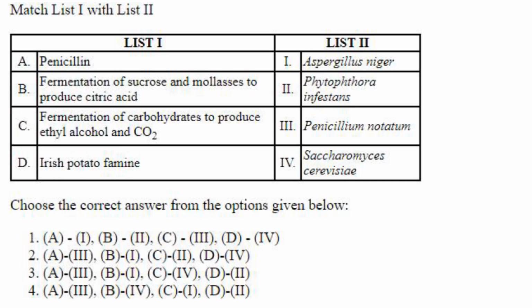Fermentation of carbohydrate to produce ethyl alcohol and carbon dioxide, that is your ethanol production, that is by Saccharomyces cerevisiae. So B4, that makes the answer option 3. Irish potato famine, the causative agent is Phytophthora infestans, that is D2. So A3, B1, C4, D2 is the answer.